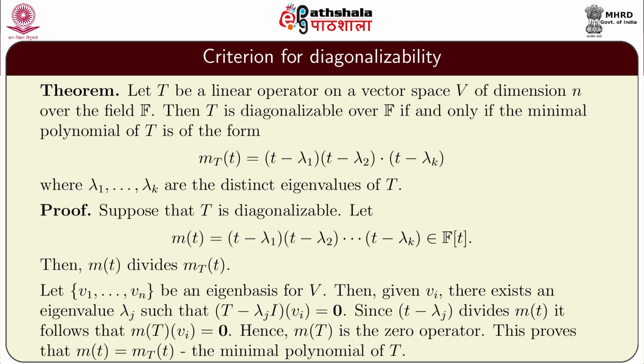Now, we state and prove another criterion for diagonalizability in terms of the minimal polynomial. Let T be a linear operator on a vector space V of dimension n over the field F. Then T is diagonalizable over F if and only if the minimal polynomial of T is of the form m T of t is equal to (t minus lambda 1) multiplied by (t minus lambda 2) and so on (t minus lambda k), where lambda 1 etc. up to lambda k are the distinct eigenvalues of T.